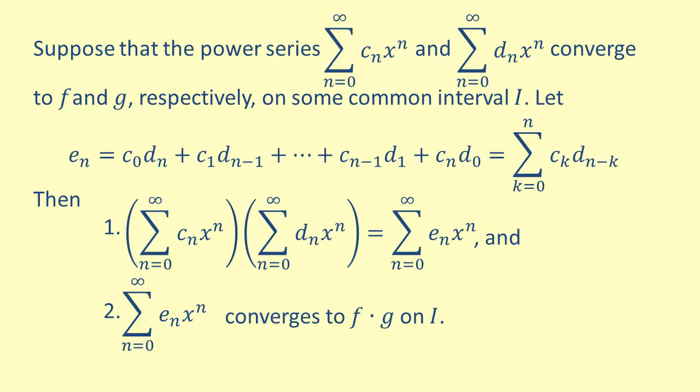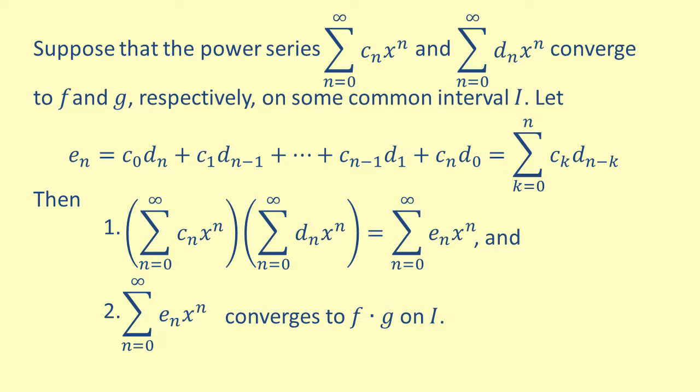Let's discuss how to multiply two series together. Suppose we have two power series given by the sum from n equals 0 to infinity of c sub n times x to the n, and the sum from n equals 0 to infinity of d sub n times x to the n, and suppose these series converge to f and g respectively on some interval I.